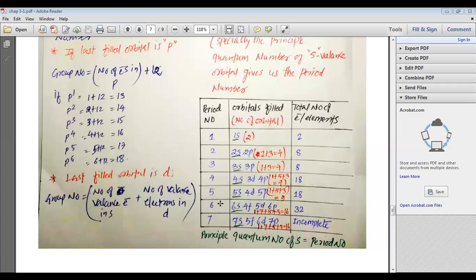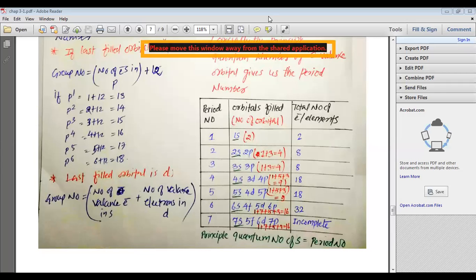So this is what we can understand, that in the 5th period we will have 9 orbitals, and we can justify that there are 18 elements present in the 5th period. Same way, in the 6th period we have 6s, 4f, 5d and 6p orbitals that can be filled. In 6s we have 1 orbital, in 4f we have 7 orbitals, in 5d we have 5 orbitals, in 6p we have 3 orbitals.